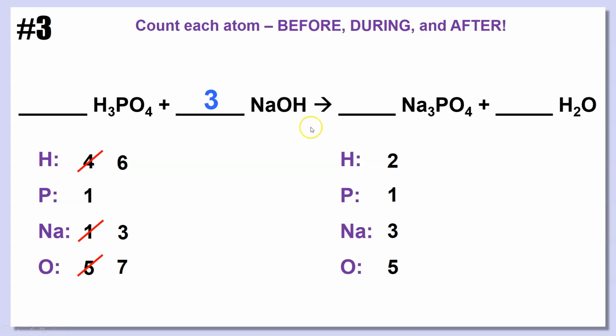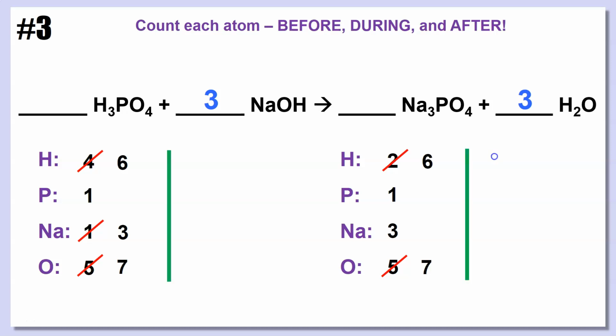Let's go to the other side now. Okay, let's put a 3 here. Now, that's going to fix my hydrogen, isn't it? 3 times 2 is 6. And now it's going to change my oxygens also. 4 plus 3 is 7. So with one coefficient, I was able to fix multiple things, which is kind of nice. And if you noticed, I left those hydrogens and oxygens towards the end as well.